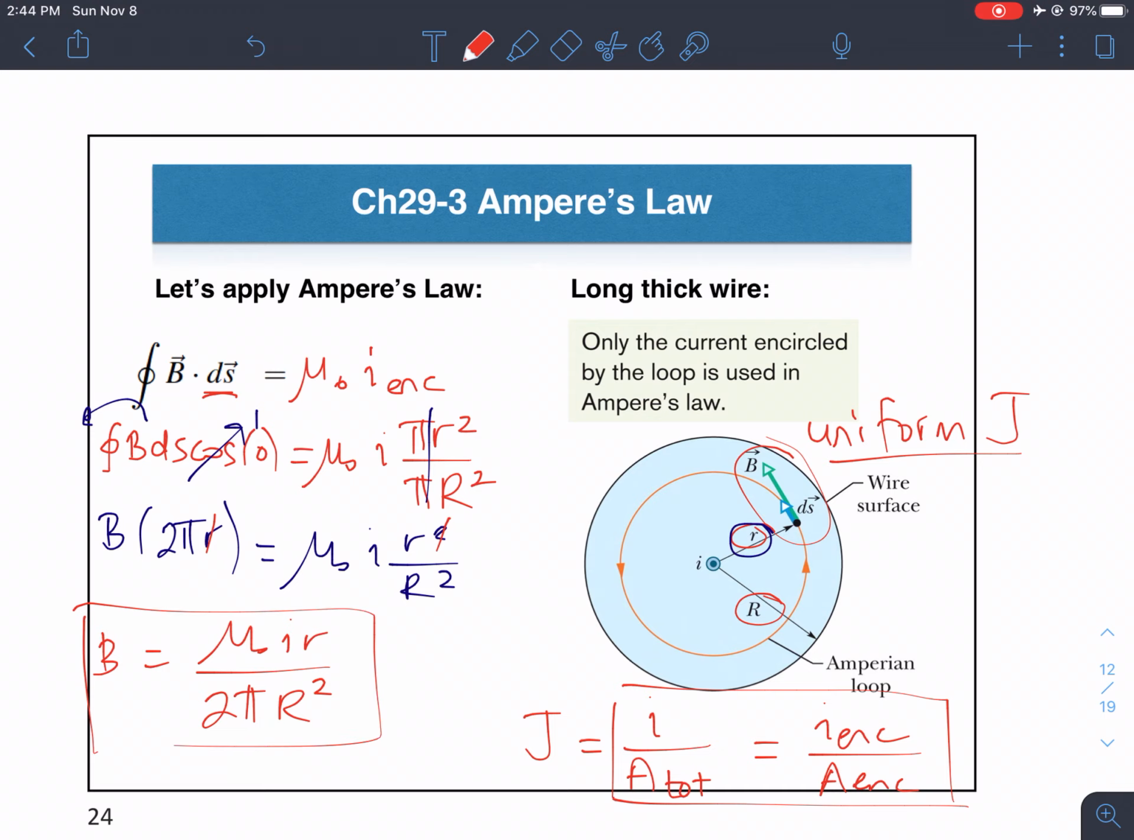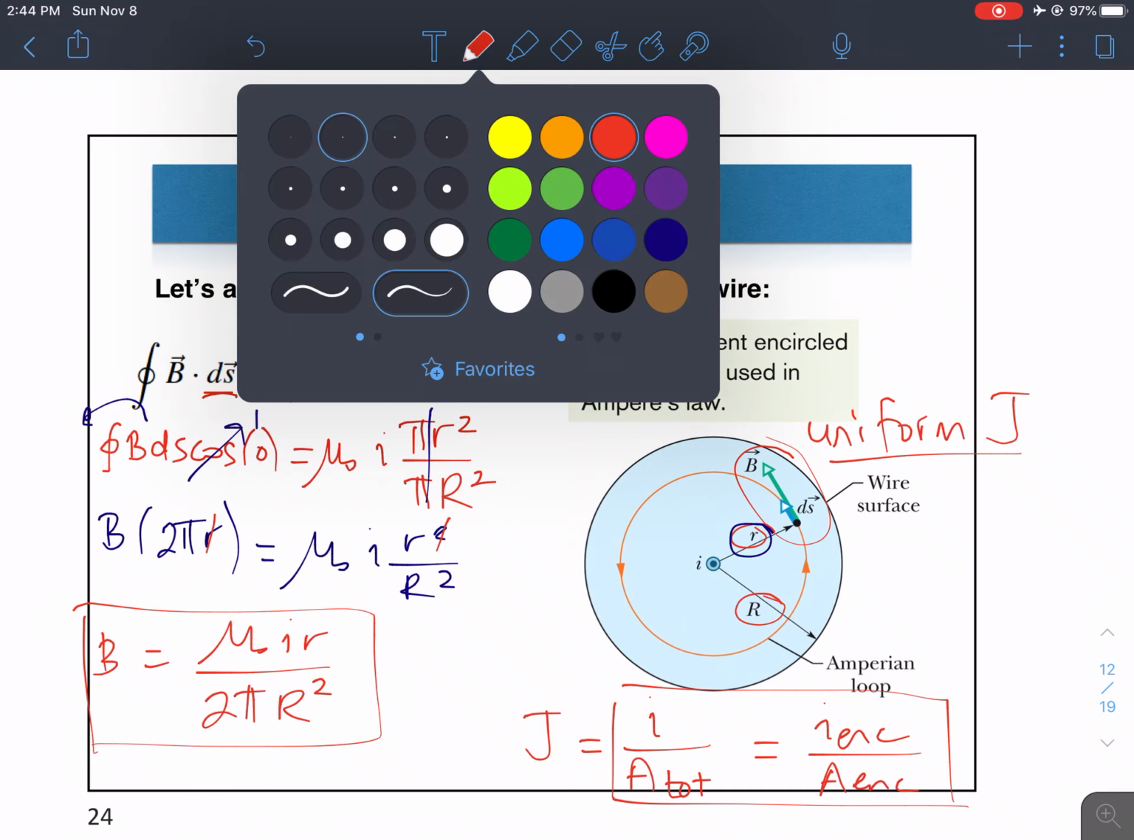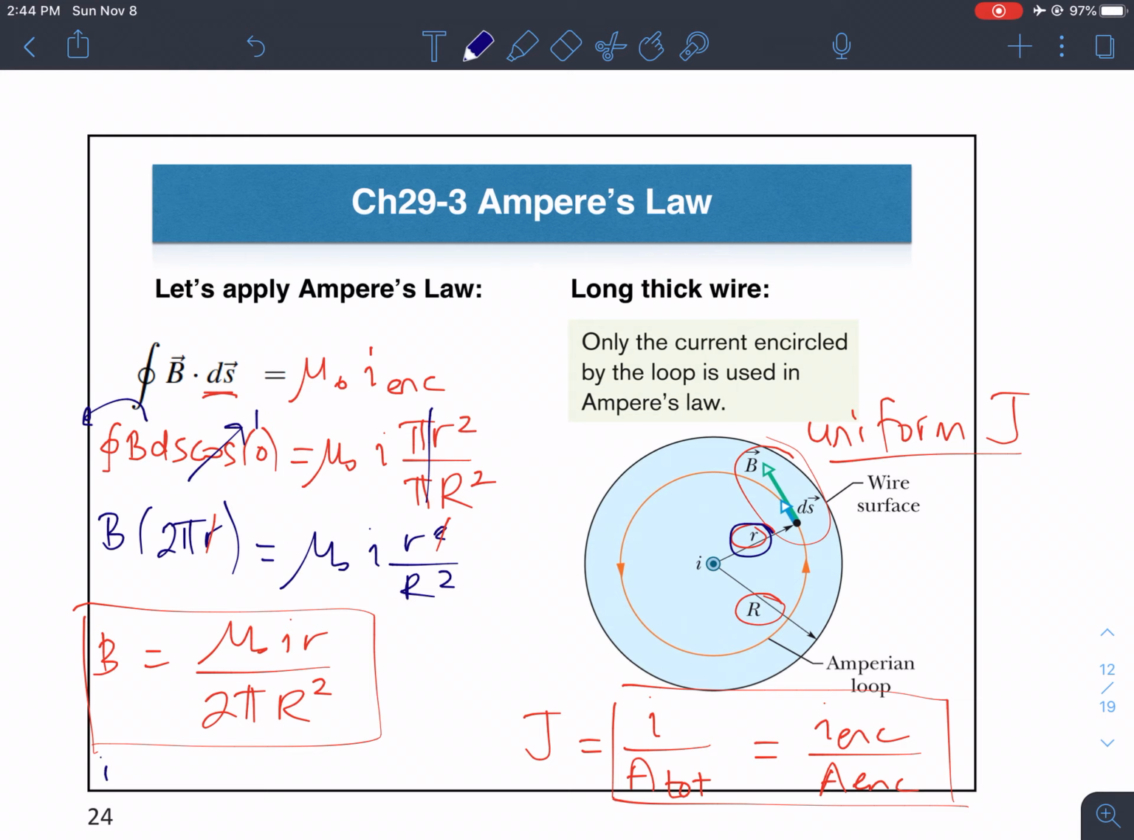And this is the magnetic field inside a straight wire. Again, this is an application of Ampere's law. You do not need to memorize it. You can figure it out, and you should be able to do this on your own.